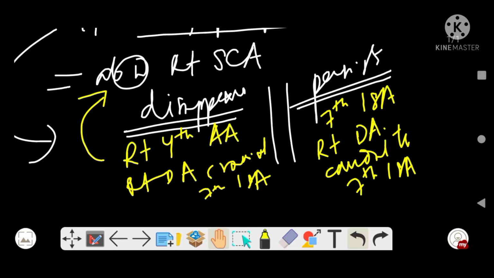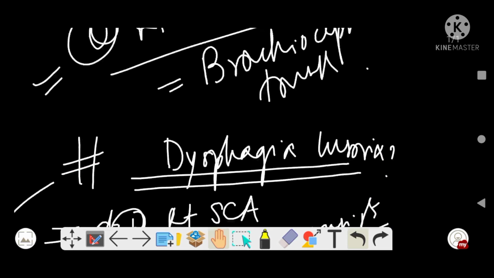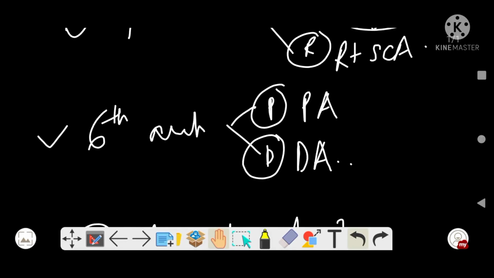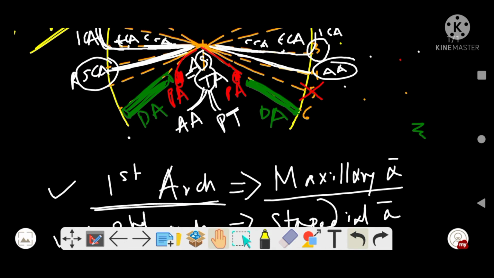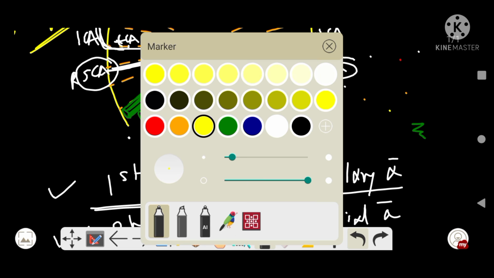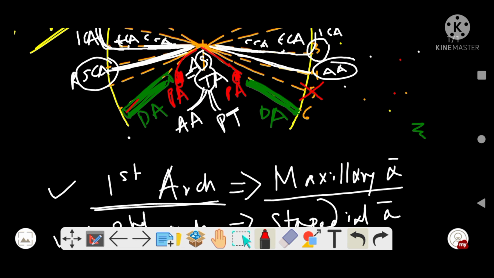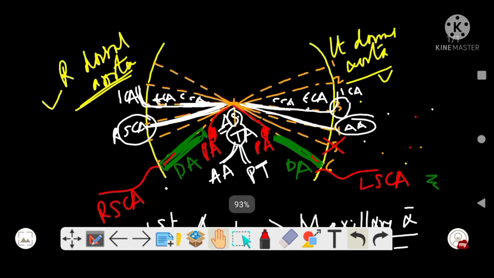Correct? Now you can ask where is the right subclavian artery or left subclavian artery? I will mark it now in the diagram. Sixth, okay, one second. Yes, sixth is this one, correct? So here you can mark this as your left subclavian artery and this as your right subclavian artery. So this completes your entire picture of the pharyngeal arch arteries.